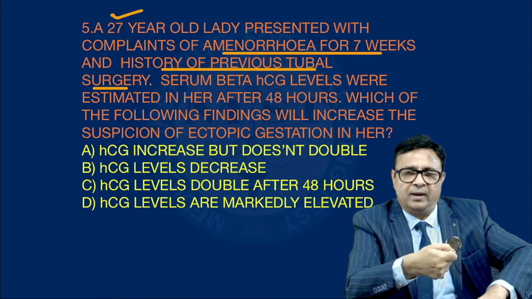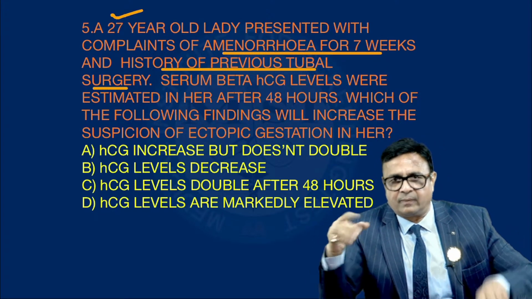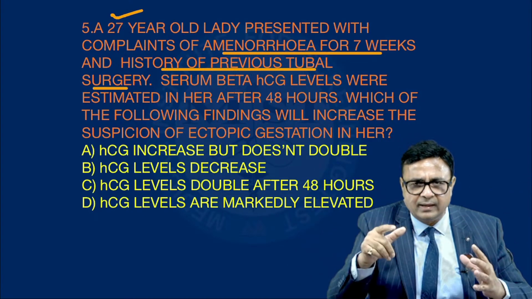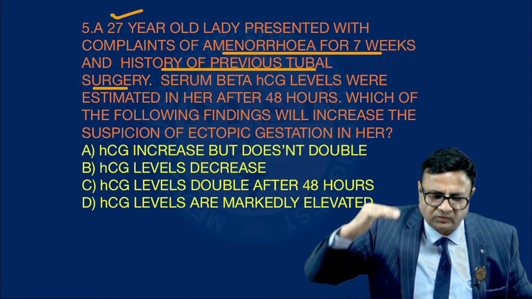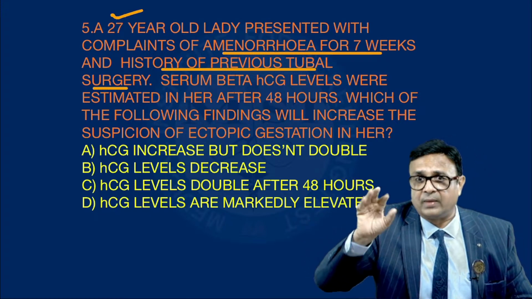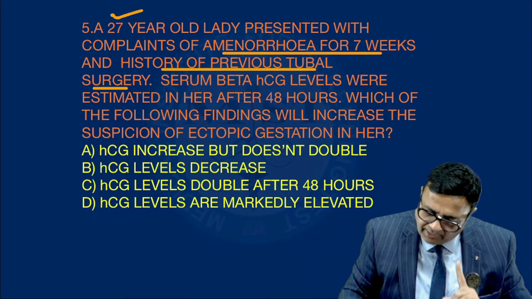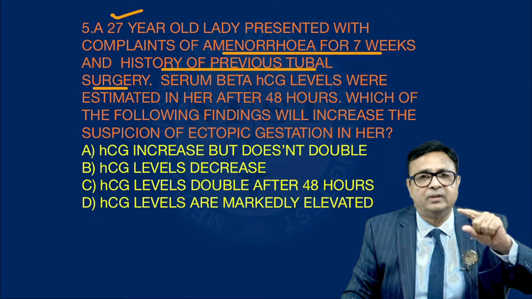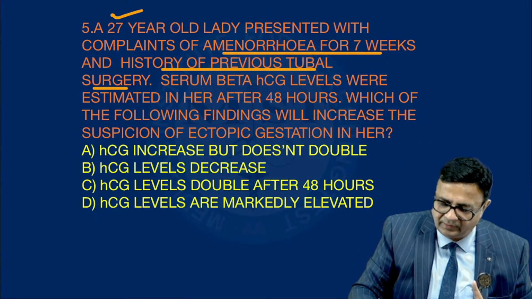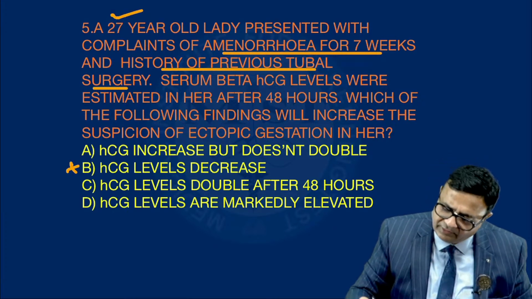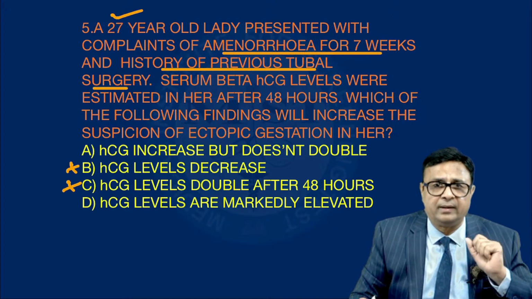If you take her blood, estimate HCG now and repeat HCG after 48 hours: if it doubles, it indicates late developing normal intrauterine pregnancy. If HCG increases but does not double, ectopic pregnancy. If HCG falls, abortion. So HCG increases but does not double, this indicates ectopic. HCG levels decrease, this indicates abortion. HCG levels double after 48 hours, it indicates normal intrauterine pregnancy.